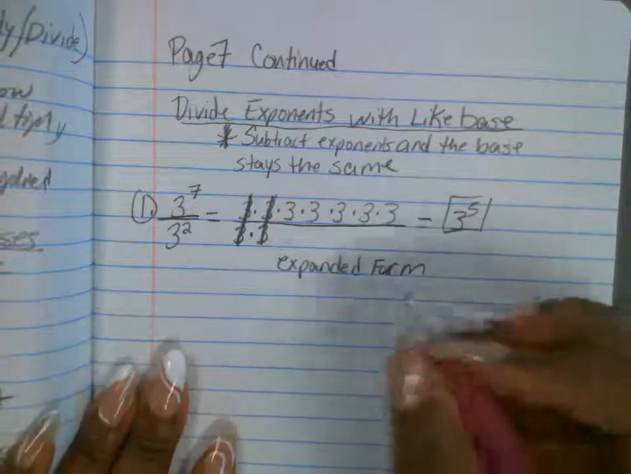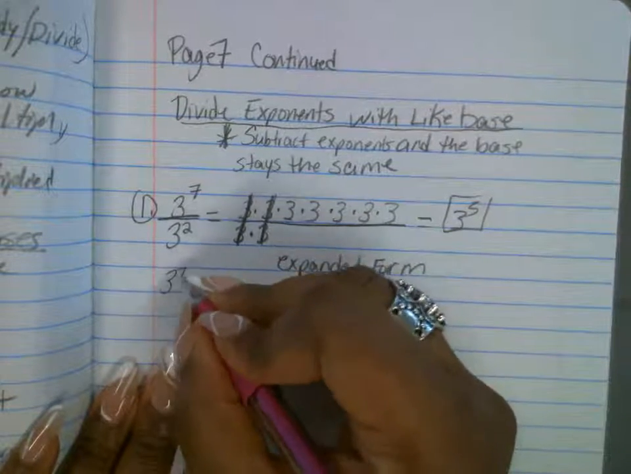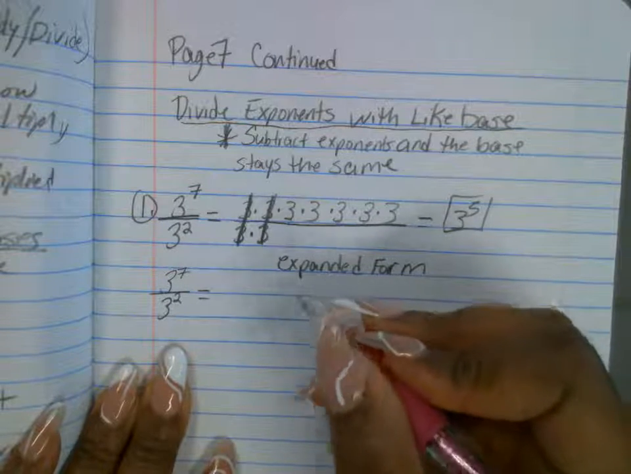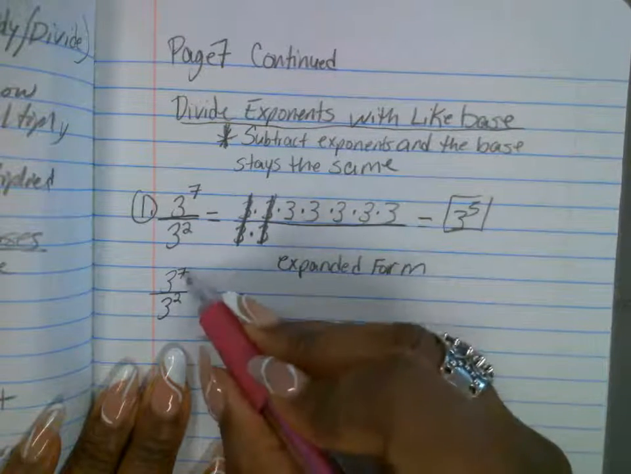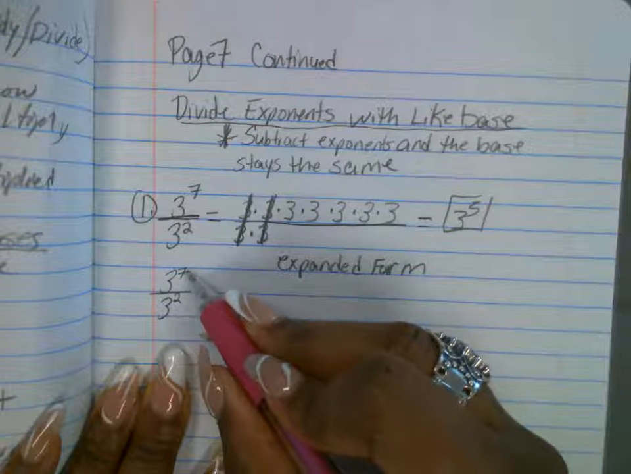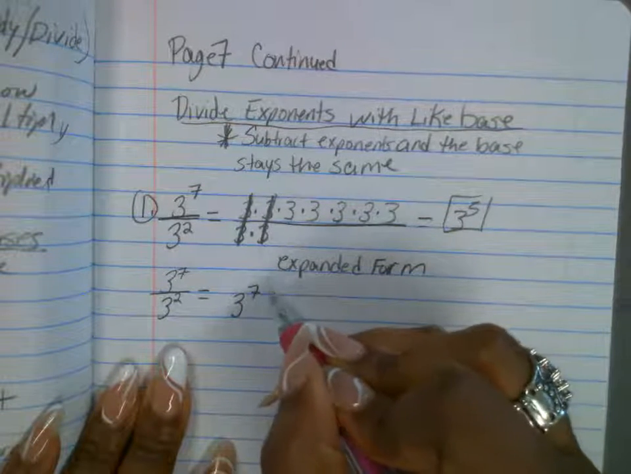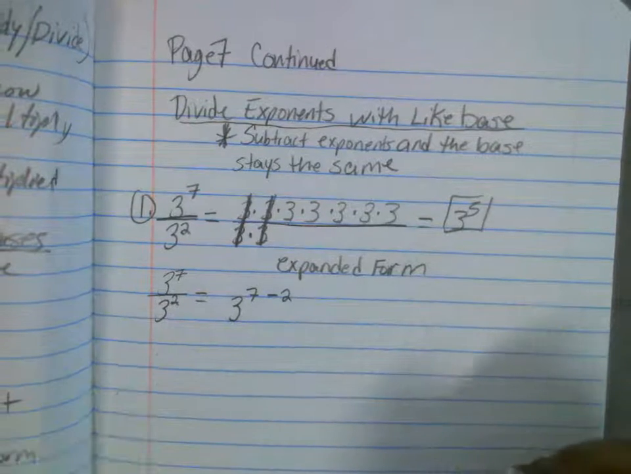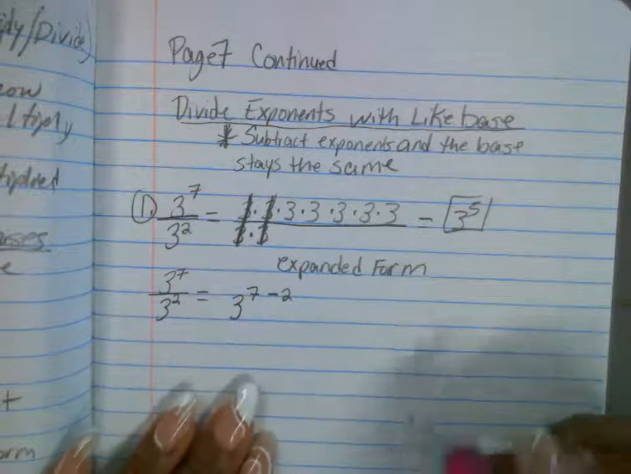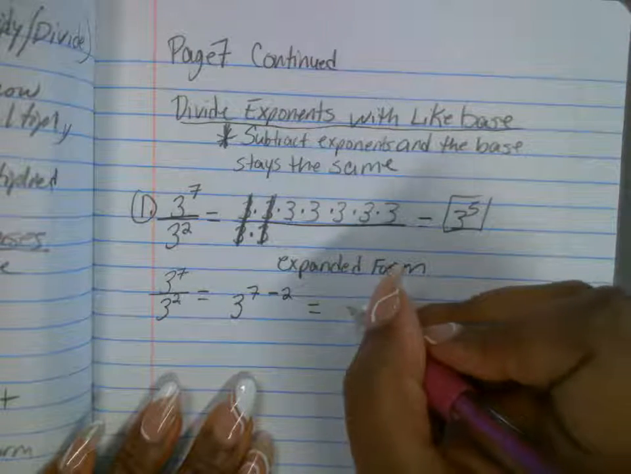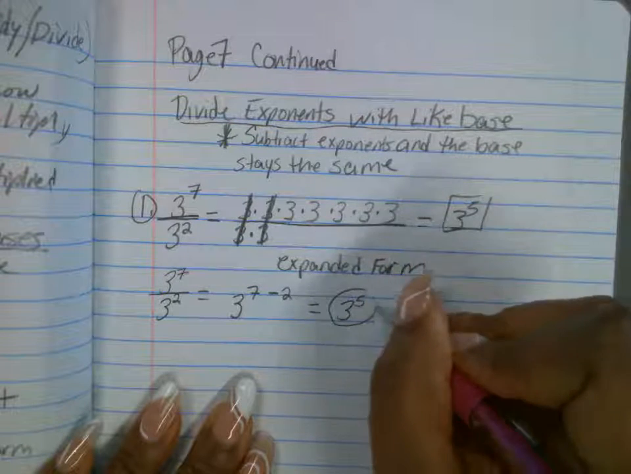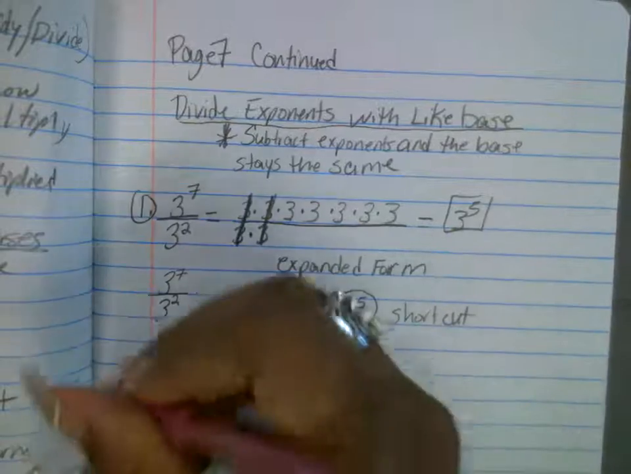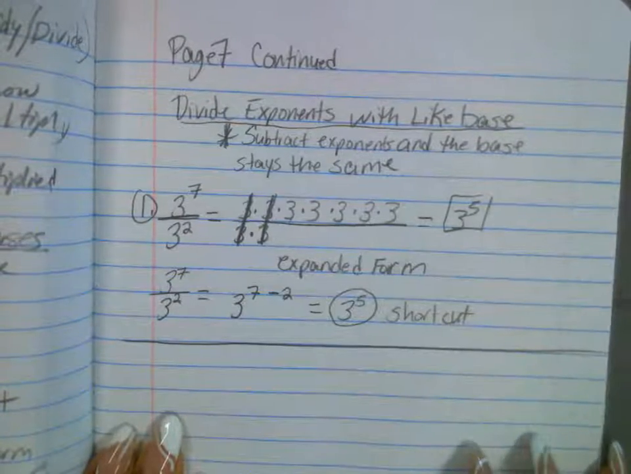Now we're doing a shortcut. So we have 3 to the 7th divided by 3 to the 2nd. We're going to subtract the exponents. So this is how it goes. The exponent on top goes first. That's 7. Minus the exponent on the bottom, or the exponent that comes second, goes last. So we have 7 minus 2. What's 7 minus 2? 5. So we have 3 to the 5th. This is the shortcut. Any questions about that?